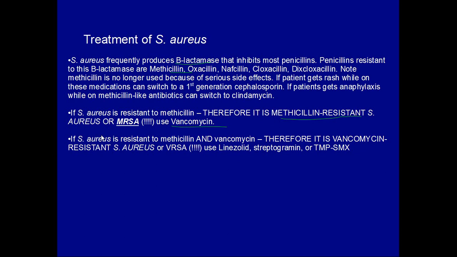Now there's a new class of S. aureus that is resistant to methicillin and vancomycin, and I'm sure you can imagine why this would be a big problem. This is called vancomycin-resistant S. aureus, or VRSA. For this, you have to get out of the box, you have to use linezolid, streptogramins, or Bactrim, which is trimethoprim and sulfamethoxazole.